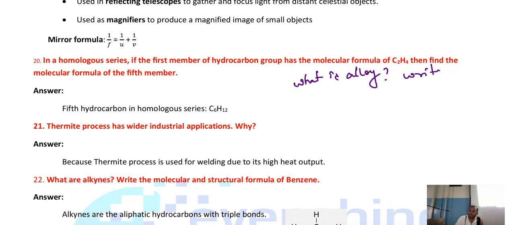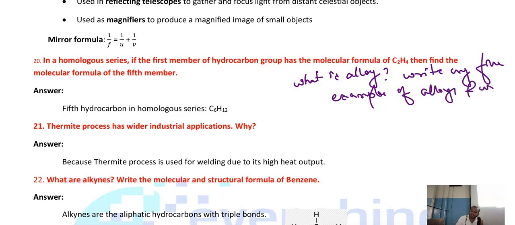Write any 5 examples of alloys and write their uses. What is an alloy? It is a homogeneous mixture of 2 or more metals and non-metals. Homogeneous mixture of 2 or more metals and non-metals is called an alloy.